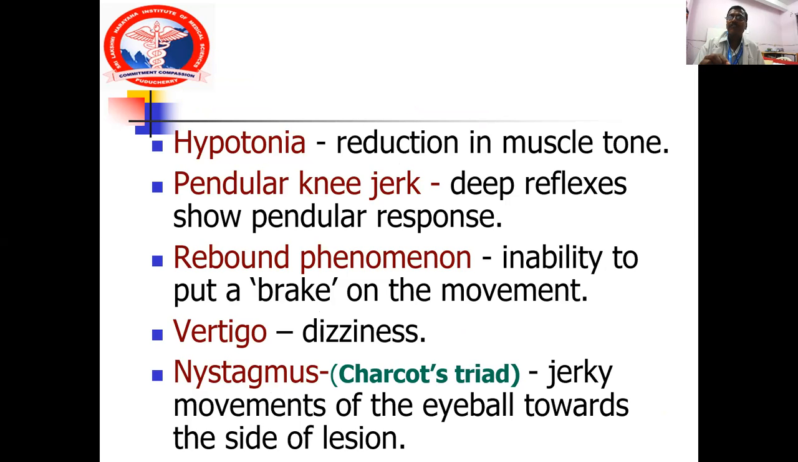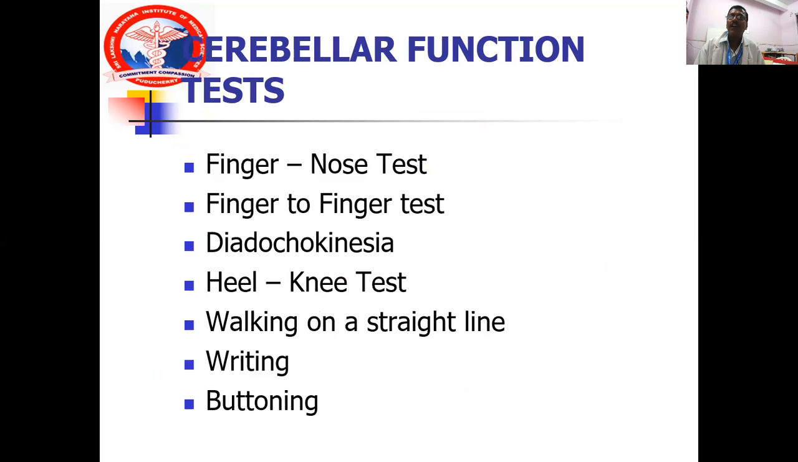Hypotonia: reduction in muscle tone. Pendular knee jerk: deep reflexes show a pendular response. Rebound phenomenon: inability to put a brake on the movement, for example, while doing any work, not able to stop in between. Vertigo: dizziness will be there. Nystagmus, part of Charcot's triad: jerky movements of the eyeball towards the side of the lesion. And cerebellar function tests are the finger nose test, finger to finger test, diadochokinesia, heel test, walking on a straight line, writing and buttoning.